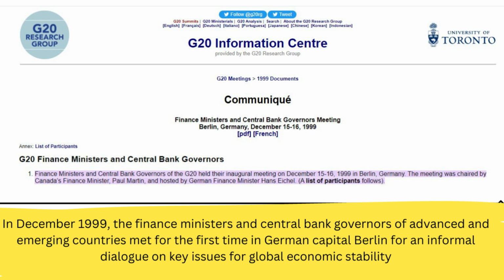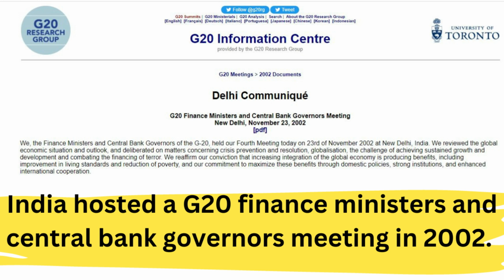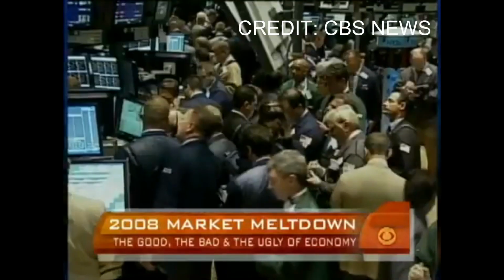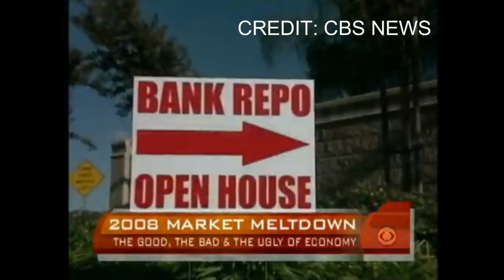In December 1999, the finance ministers and central bank governors of advanced and emerging countries met for the first time in German capital Berlin for an informal dialogue on key issues for global economic stability. India hosted a G20 finance ministers and central bank governors meeting in 2002. The G20 was elevated to the summit level in 2008 to address the 2008 global financial and economic crisis.